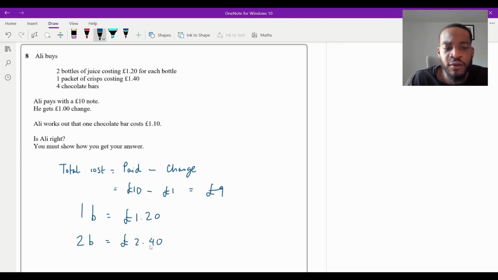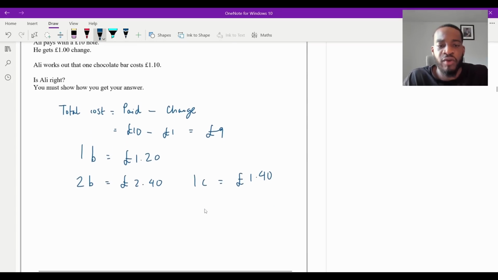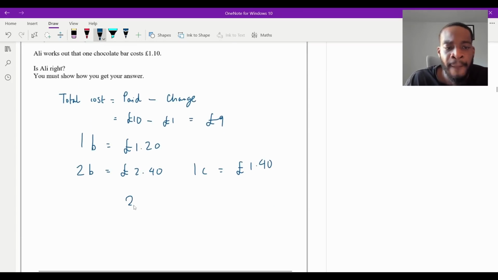So we know how much the cost of the 2 bottles were, and he bought 1 packet of crisps, and that 1 packet of crisps, I put 1C for crisps, that is £1.40. So we could work out the cost of these, right? So let's add these together and see what we get. £2.40 and £1.40. It's not too bad.